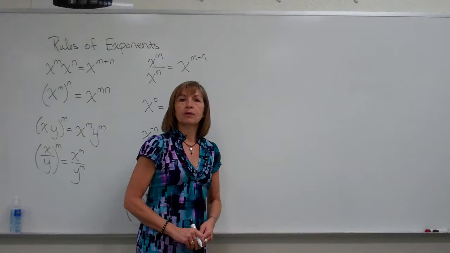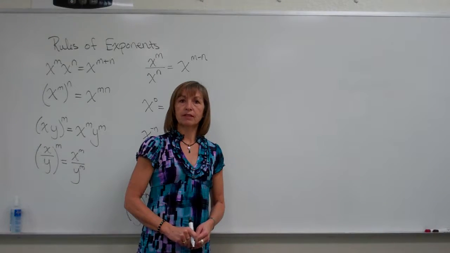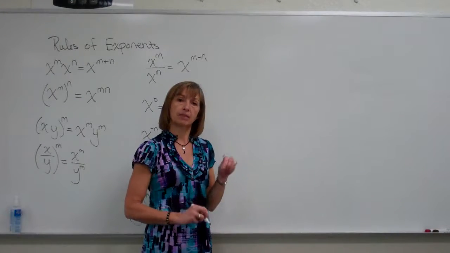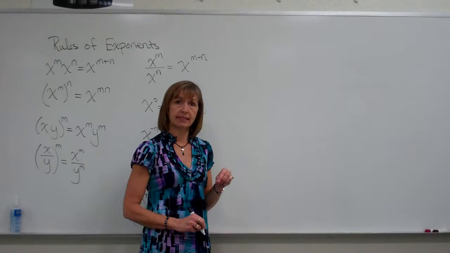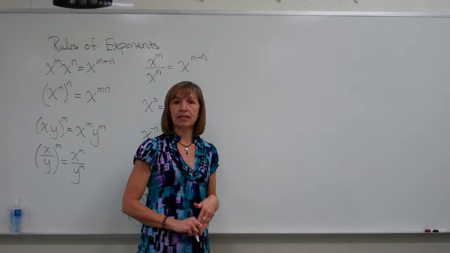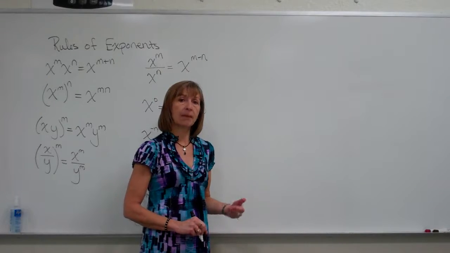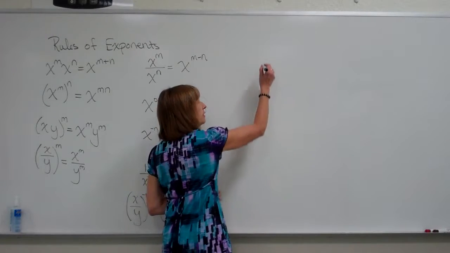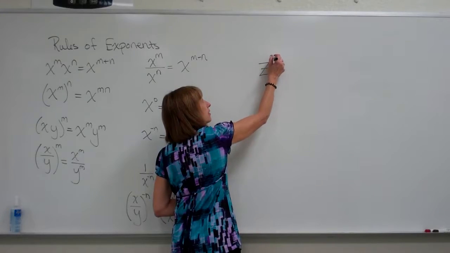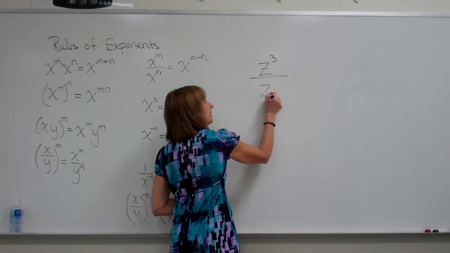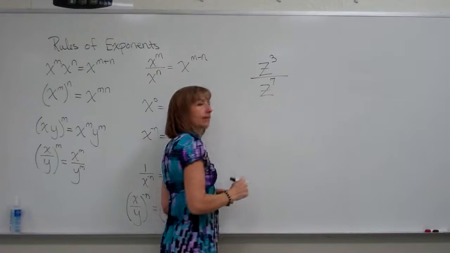There might be a time that we have an exponential expression that's a quotient of two exponential expressions with the same base, but the exponent in the denominator is a bigger exponent than the exponent in the numerator. Let's see what happens in that case. Let's say, for example, we have z to the third over z to the seventh.